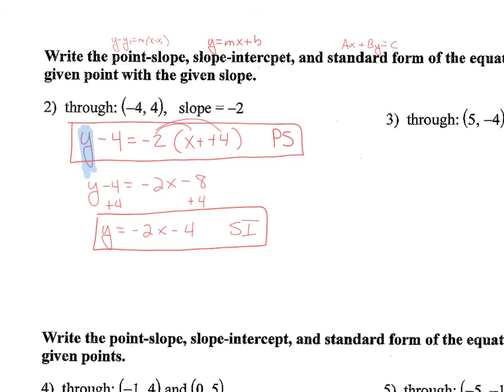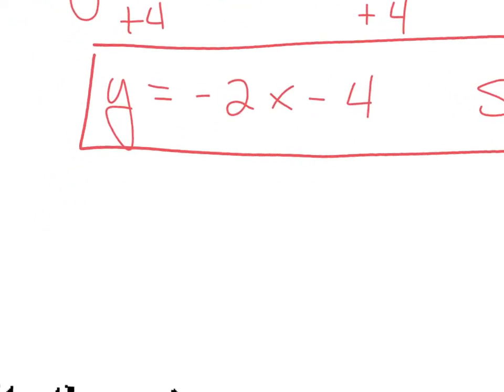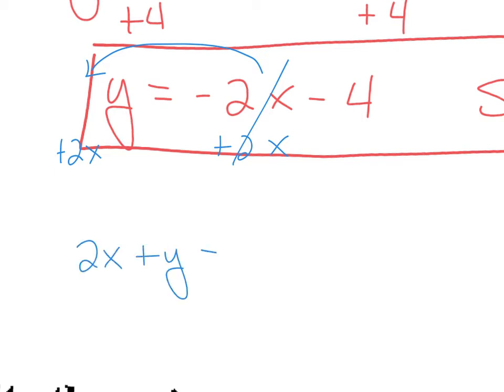Okay, well, if I come down here and look at this, to get the x and the y on the same side, I'm going to move this 2x over. So to get it to move over, I'm going to add 2x to both sides. So that cancels. So now I have 2x plus y equals negative 4.